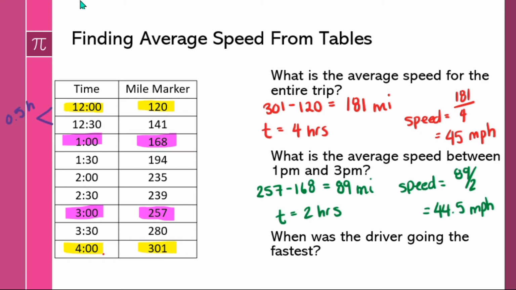So if I look at the first one, I take 141 and subtract 120, and I find out that I went 21 miles. If I do 21 divided by 0.5, I'll pick a color I haven't used yet, that's going to give me 42 miles per hour. So that's just that 21 divided by the 0.5 hours it took me to cover the 21. I'll fill in the rest and then we can take a look.